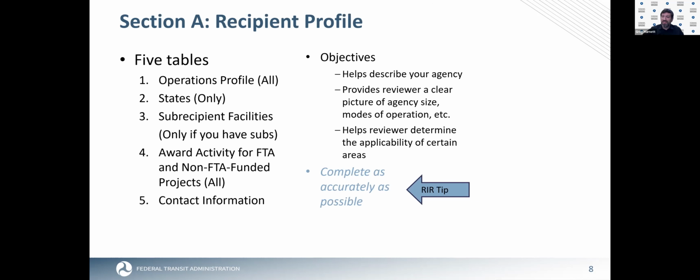Now, our audience here today is mostly Tier 4 agencies, so we probably don't have any states. So we'll skip that content as we go through this presentation, just in the interest of time. There's a lot of great stuff to get to.